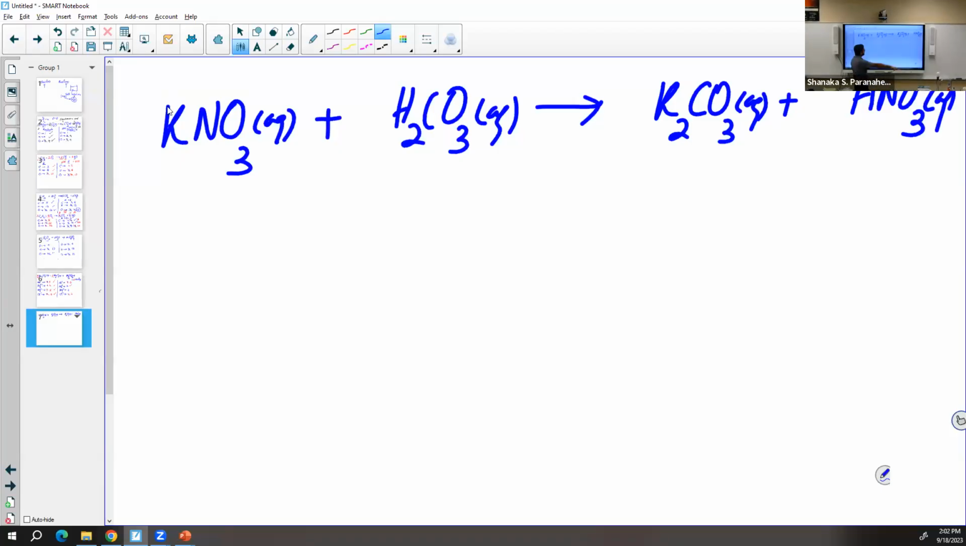Okay, so you should be able to name all these compounds. We have learned that from chapter 2. First one is potassium nitrate, next one is carbonic acid, next one is potassium carbonate, last one is nitric acid. I'll give you a minute to balance this reaction. Now we can see there are 2 polyatomic groups and each has oxygen. So if you split oxygen, it will be difficult.